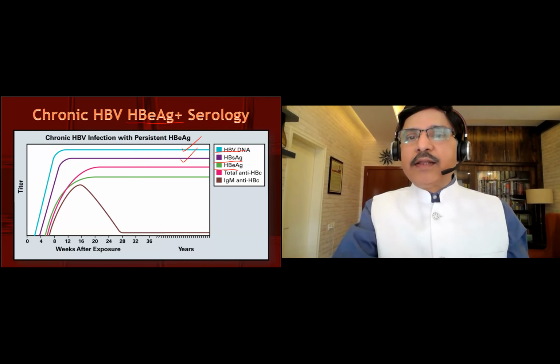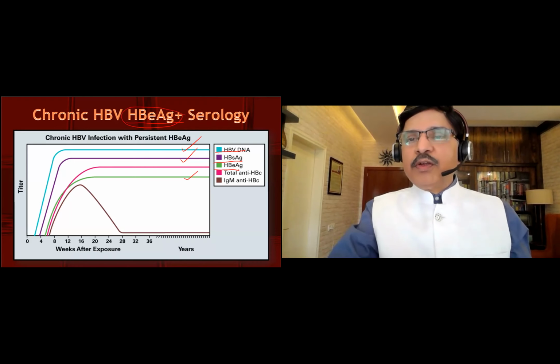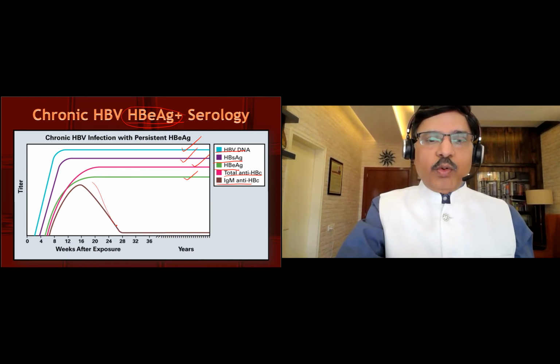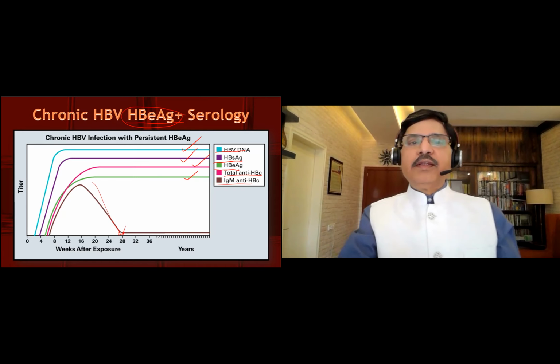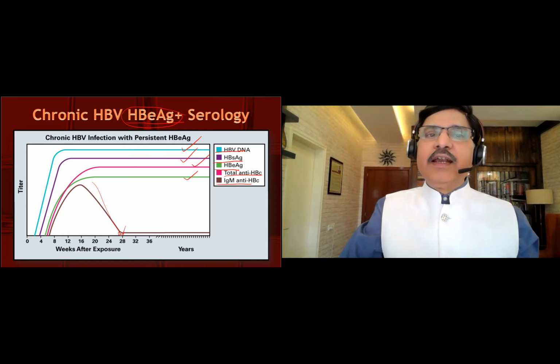Anti-HBe antibody, the green one, is also there because of the active disease. And this person is HBeAg positive, so that will be there. Total anti-HBc antibody is also there, and IgM comes and goes after 28 weeks. This is the status of a person who is HBeAg serology positive.